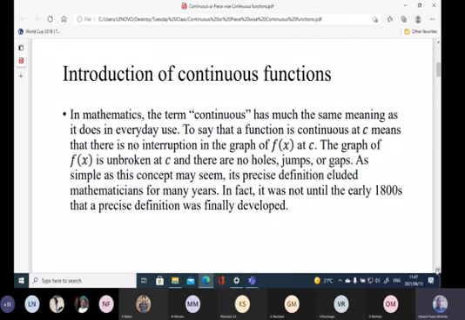It says that in mathematics, the term continuous has the same meaning as it does in everyday use. To say that the function is continuous at c means that there is no interruption in the graph of f(x) at c. The graph of f(x) is unbroken at c. There are no holes, there are no jumps or gaps. As simple as this concept may seem, its precise definition eluded mathematicians for many years. In fact, it was only found in the 1800s.